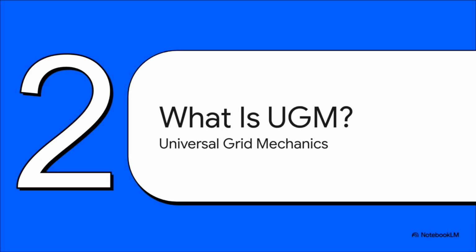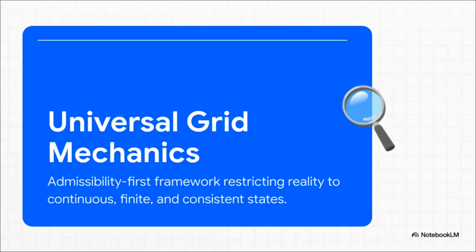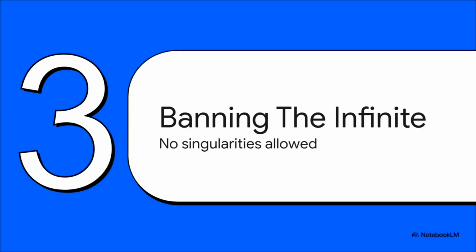What exactly is UGM? Universal grid mechanics is an admissibility-first framework. How does it work? Simple. The creators went back to absolute first principles and strictly discarded anything that created an infinity. If a state can't remain continuous, finite, and locally consistent, it gets thrown out. Period. It's a strict physical checkpoint for reality. Moving to Section 3, banning the infinite.